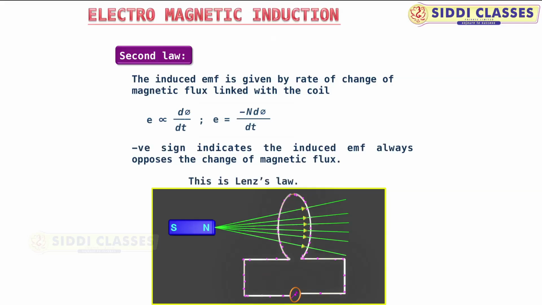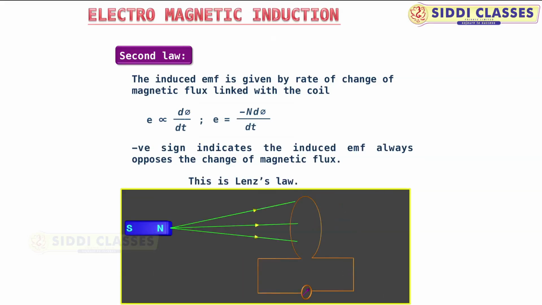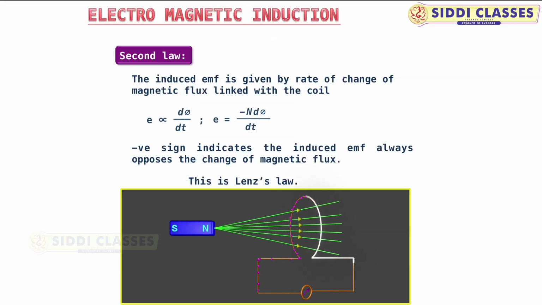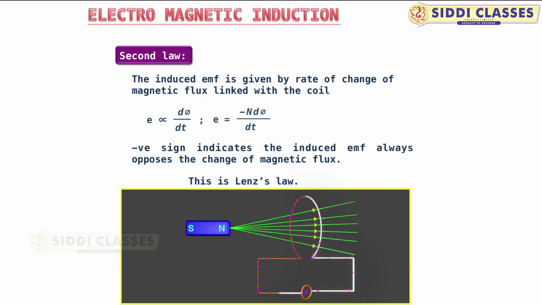This is Lenz's law. What does it mean? Suppose you consider this diagram. When the magnet is at this position, the north pole is facing the coil. When this magnet is moved towards the coil, an induced current will be produced in the coil in the anti-clockwise direction. That means the coil behaves as a north pole. Due to this, the magnet will be repelled.